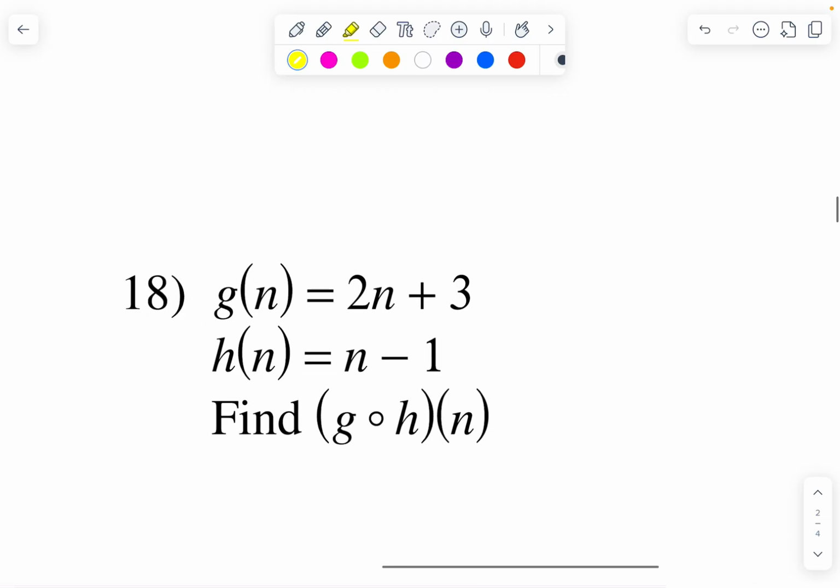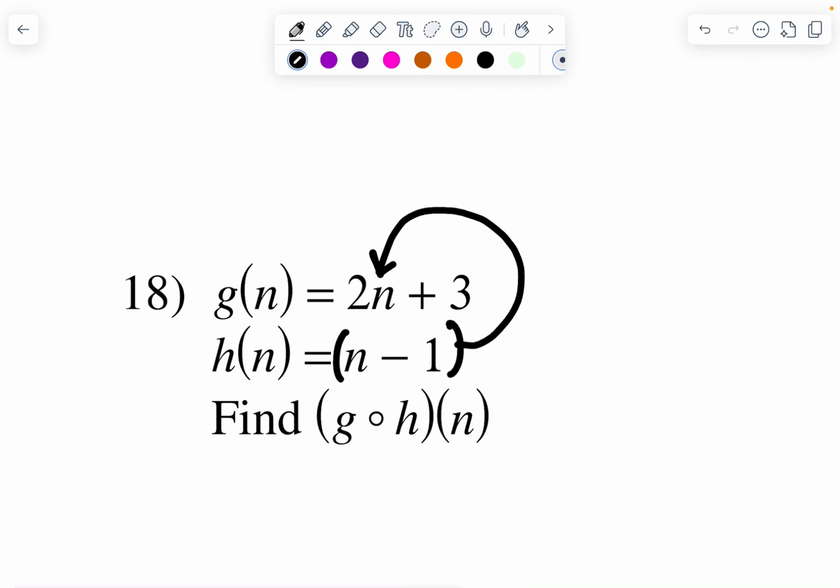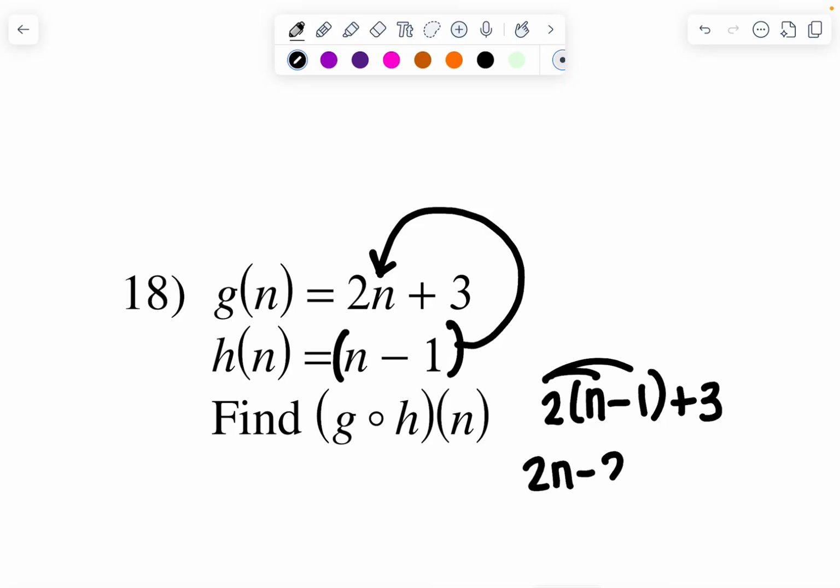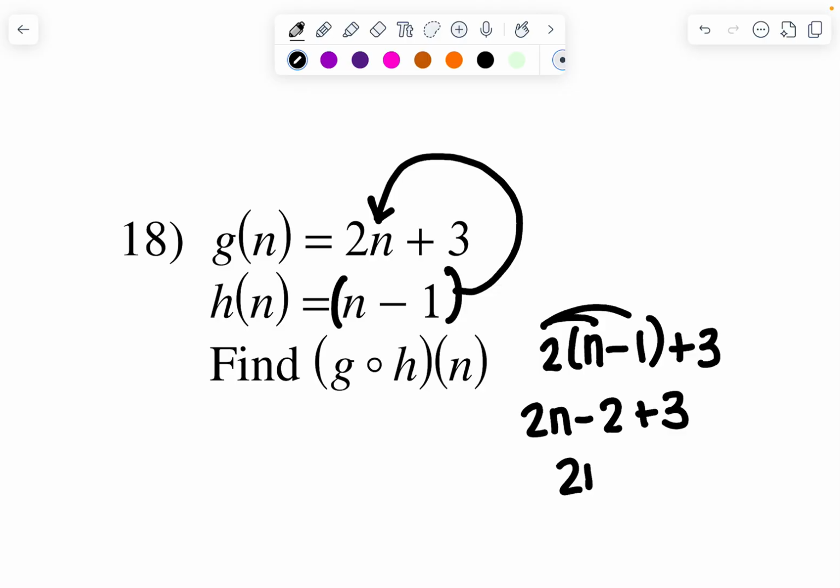G of h of n. That means I'm going to solve for h, and then I'm going to put it into g. So I just have a variable, so h is already solved for. So I'm just going to plug in this n minus 1 here. So 2 times n minus 1 plus 3. So I'm going to distribute. I'm going to get 2n minus 2 plus 3. It's going to simplify to 2n plus 1.